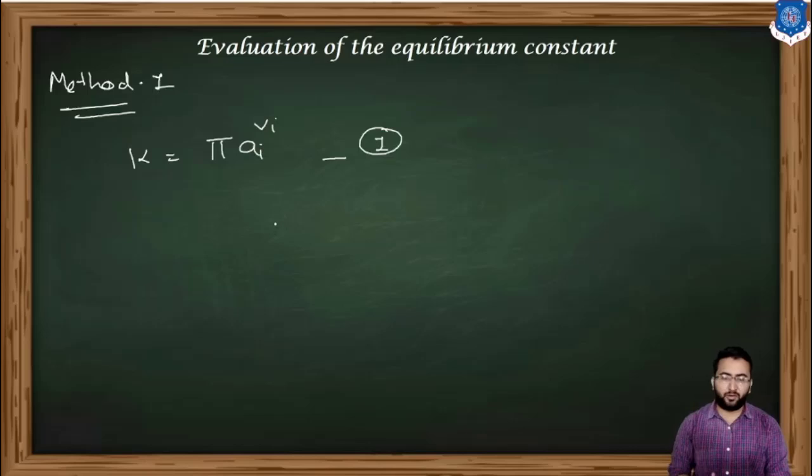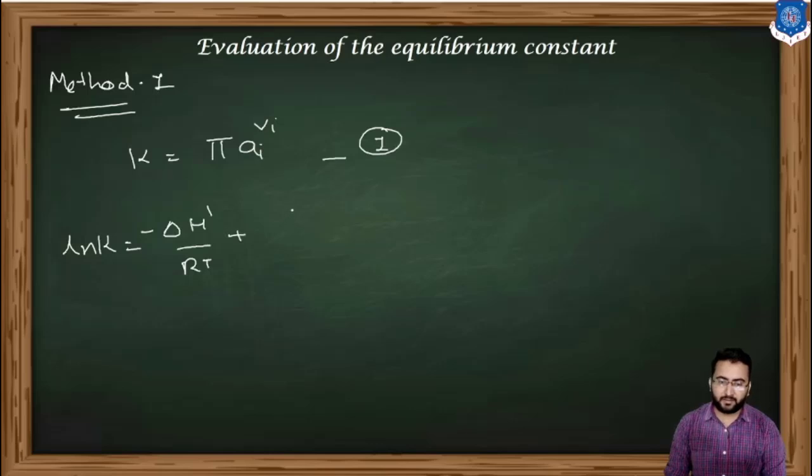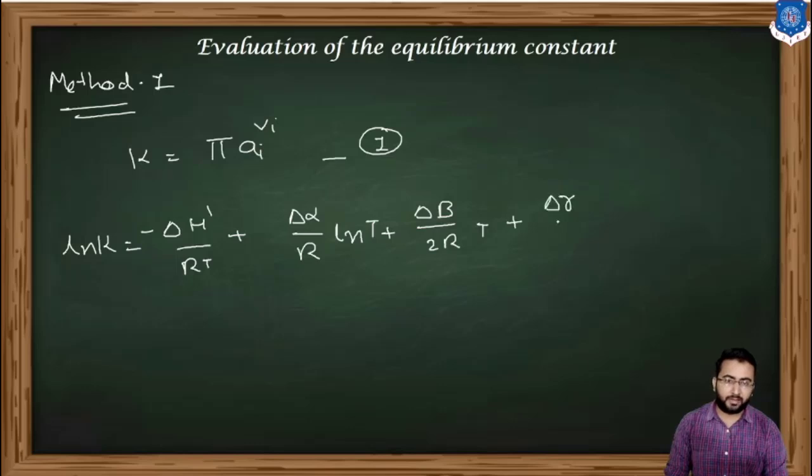If the K value is known, then we substitute it in an equation like ln K is equal to negative delta H dash upon RT, plus delta alpha upon R ln T, plus delta beta upon 2R into T, plus delta gamma upon 6R T square, plus A. This is our equation number 2, where A is an integral constant.